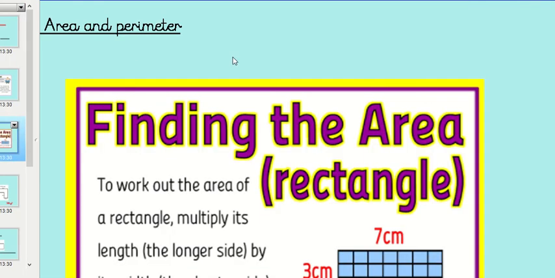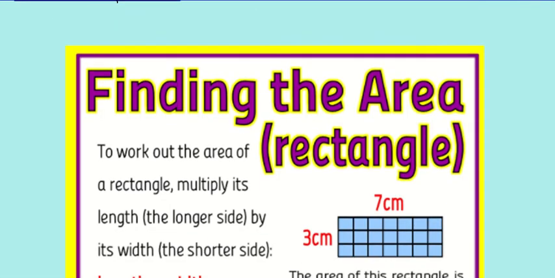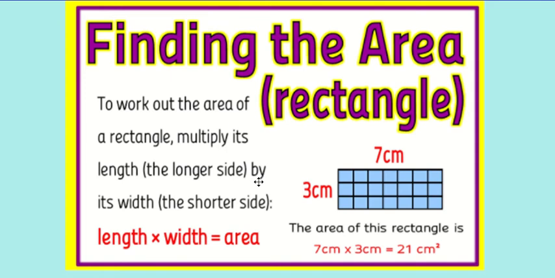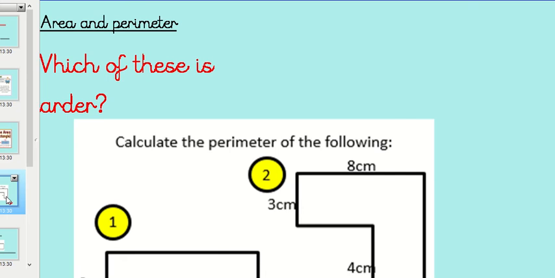And then area. Well, area is a bit different. So actually to find the area, that's the space inside the shape. And to do that, we do length times width. So here you could do 3 centimetres times 7 centimetres, and the area inside would be 21. And we don't write 21 centimetres, we write 21 centimetres squared. And we looked at that yesterday, didn't we?